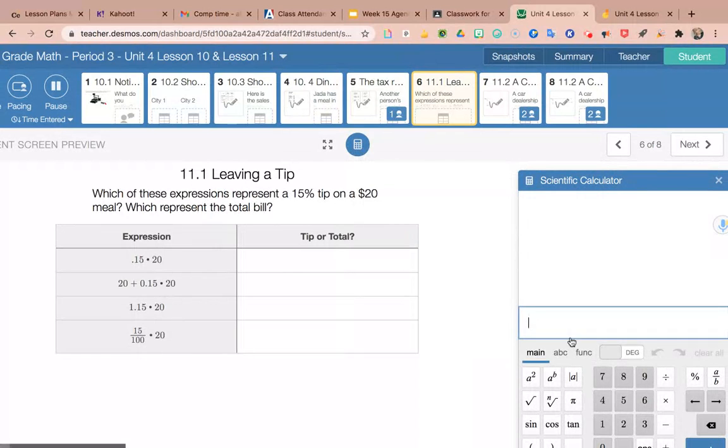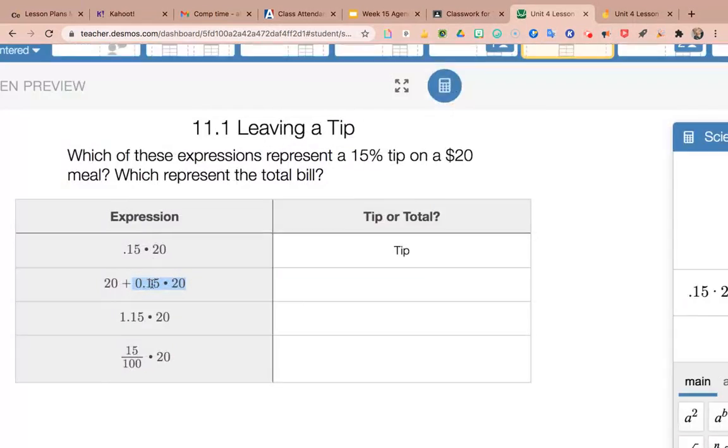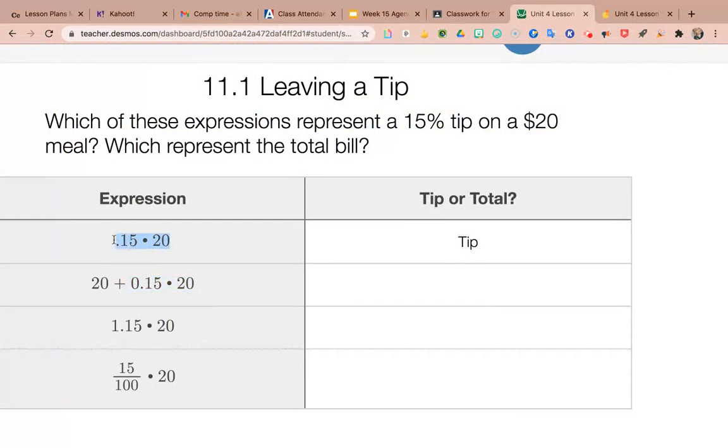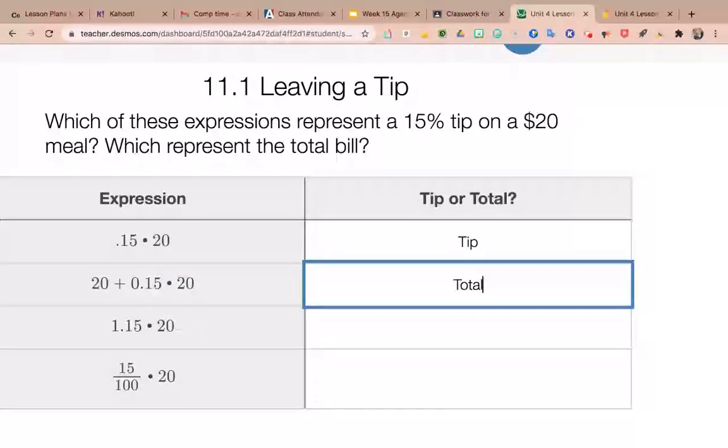So let's try it out. 0.15 times 20. Well, that's $3. So that can't be total, must be tip. $3 is probably the tip since it's a $20 meal. If I take that expression, so notice that this expression matches this one. So this is $3 because we just calculated it. If I add it to 20, well, 20 plus 3, now I'm finding the total. So if I'm adding the meal back to the tip, I'm finding the total.